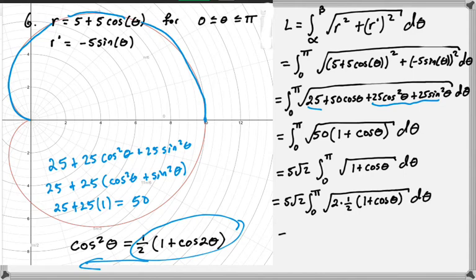Okay. So we have 5 root 2, and then I'm going to factor out the square root of 2. So we have 5 root 2 times the square root of 2 factored out, integral from 0 to pi. And the 1 half times 1 plus cosine theta will become cosine squared of theta over 2. So you're going to halve the angle there.